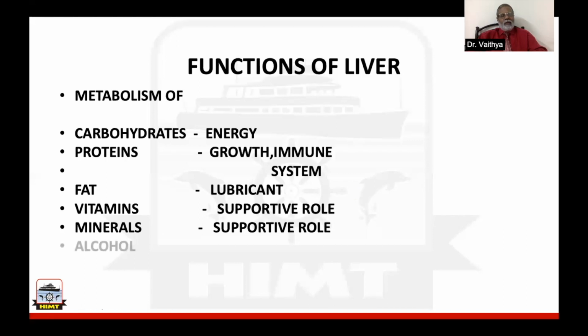Then comes alcohol. This is also metabolized in the liver. That's why alcohol abuse damages liver cells. Then comes medicine. Drugs doesn't mean drug addiction medicines. Drugs means any medicine taken in wrong quantities, in more quantities, which will damage liver cells. So alcohol abuse and drug abuse damage liver cells. So these are the functions of the liver.